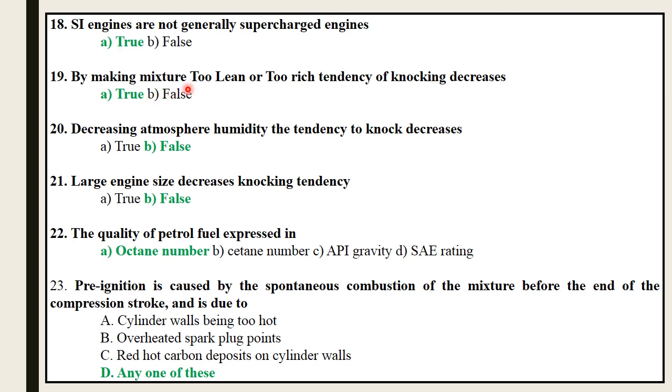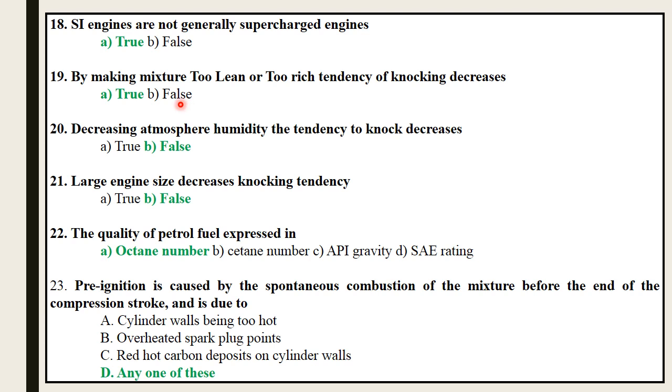Next, by making the mixture too lean or too rich, tendency of knocking decreases. The statement is true. The most important effect of the air fuel ratio is on reaction time, or ignition delay. If the mixture is too lean or too rich, it directly affects the reaction time and the ignition delay. When the mixture is slightly richer than the stoichiometric mixture, the delay period is a minimum, the delay period is lower, and it causes the knocking tendency.